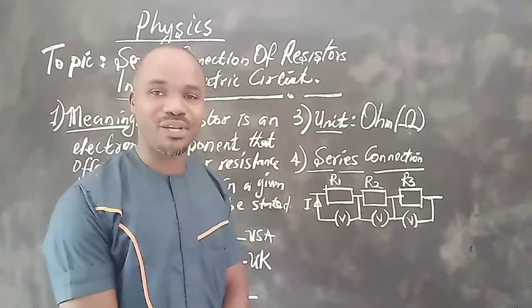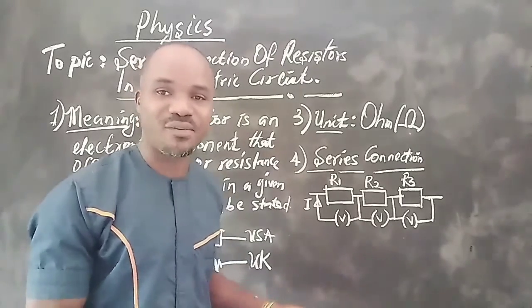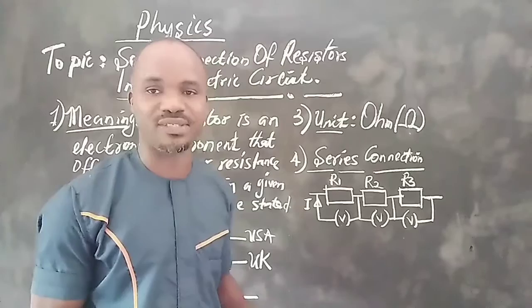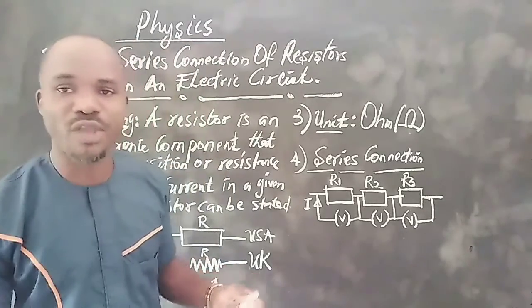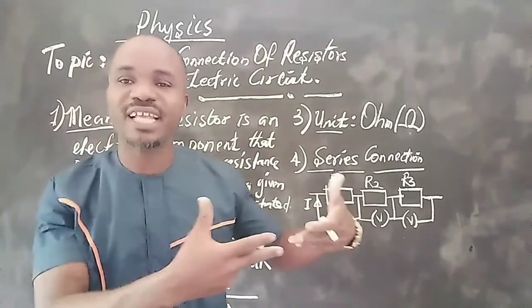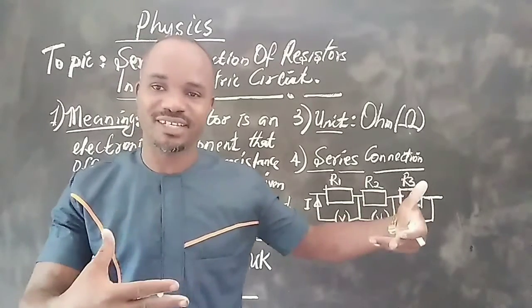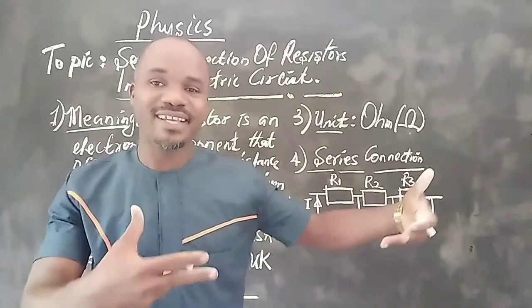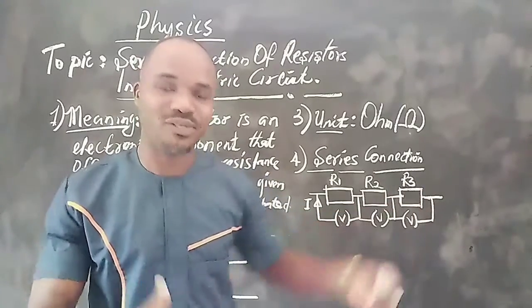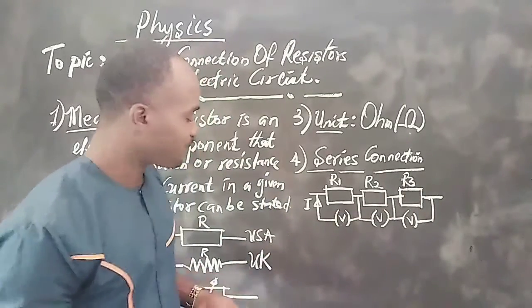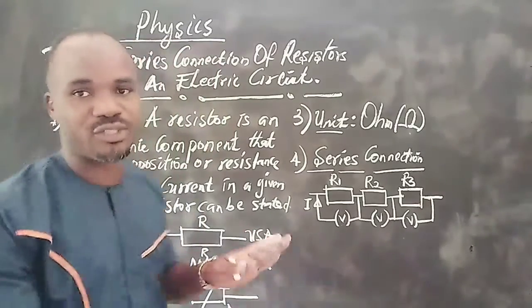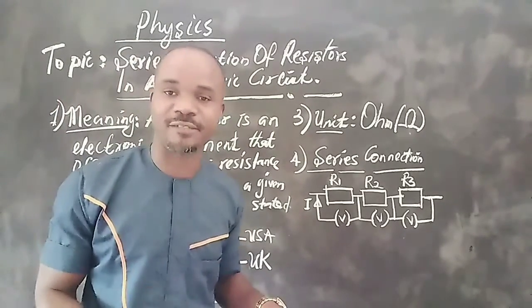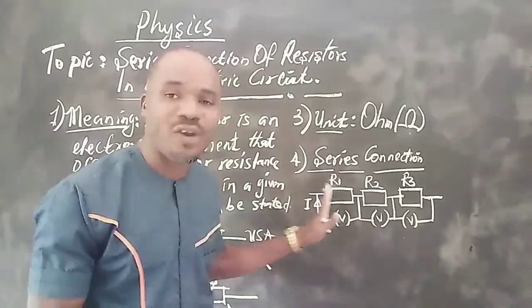Now that brings us to the meaning of a series arrangement or connection of resistors. It simply means when you have 2 or 3 resistors connected end to end, just like a chain, okay? When they are connected end to end, they are said to be in series.